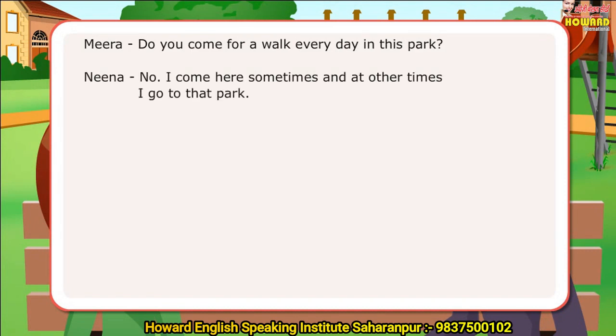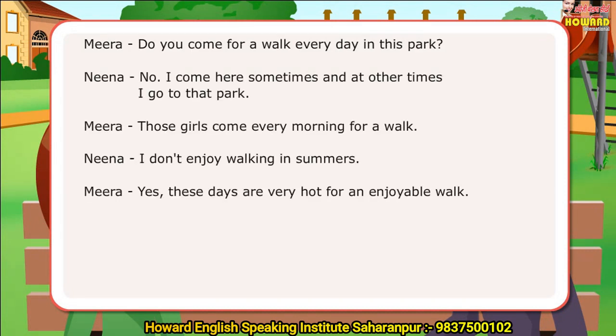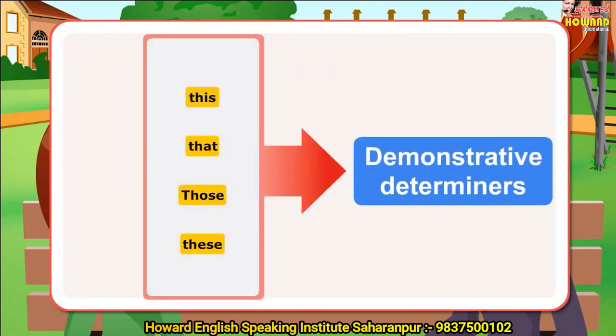In the dialogues, Meera and Nina have used words that give information about the nouns that follow by pointing specifically at them. The words this, that, those, these are examples of demonstrative determiners.